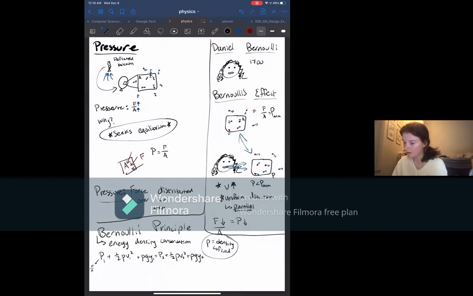And so if we use it in Bernoulli's effect, in the example that we gave, what we said was in the second situation, the velocity increased, which then made the pressure decrease. And so that's specifically for this one. And so we can apply Bernoulli's principle to many applications that we can see in the real world.